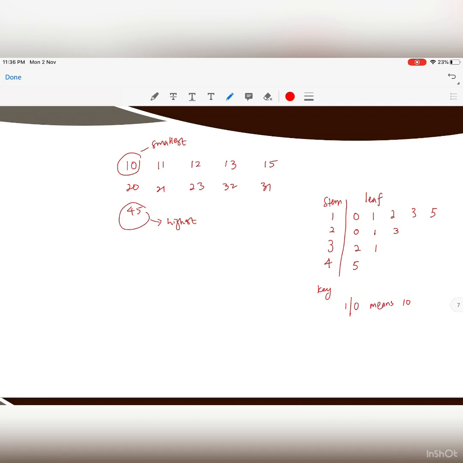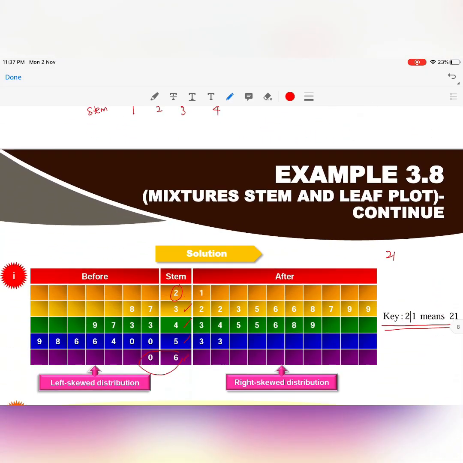How do we look at the shape of the distribution? You rotate this one. Your stem here, and this is your leaf. Start with 1, 2, 3 until 4 for the stem. Then you put 0, 1, 2, 3, 5 for the leaves, and so on. Then you can see the type of the distribution. If you see, this one is a reverse J type.